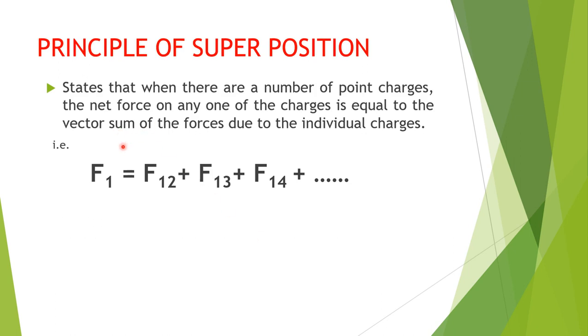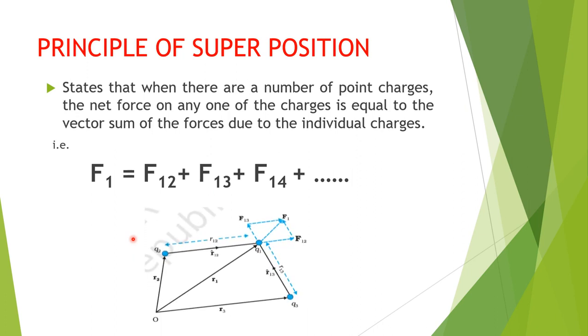Consider here, we have three charges. Consider this diagram. Vector notation we have used, do not confuse with this diagram. This is our origin. Then three charges we are considering, Q1, Q2 and Q3. With respect to the origin, position vectors are marked. The position of Q1 is marked by position vector R1, the position of Q2 by position vector R2, and the position of Q3 by position vector R3.